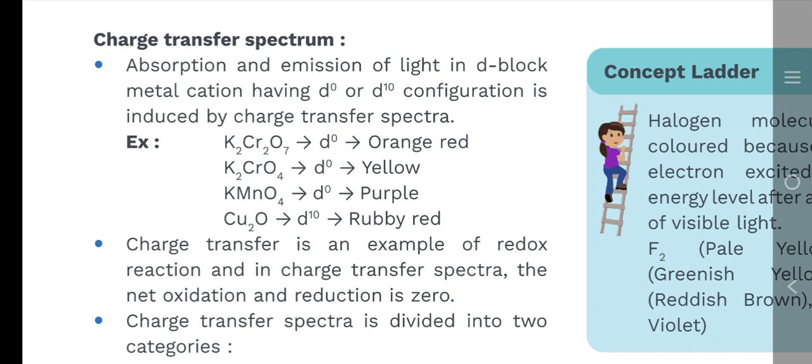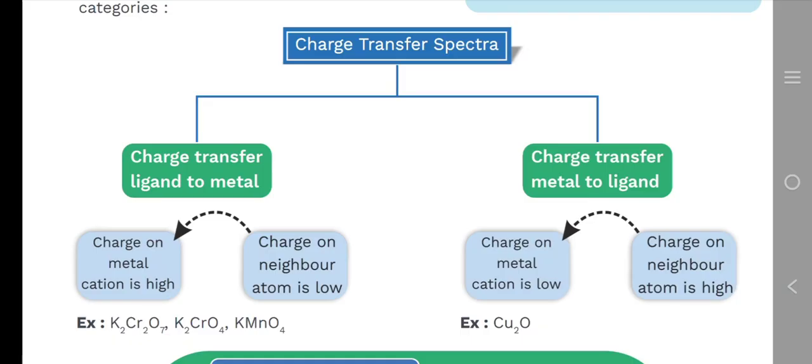Charge transfer spectrum. Absorption and emission of light in d-block metal cations having d0 or d10 configuration is induced by charge transfer spectra. For example, K2Cr2O7 (d0) gives orange-red color, K2CrO4 (d0) gives yellow, KMnO4 (d0) gives purple, and Cu2O (d10) is ruby red.